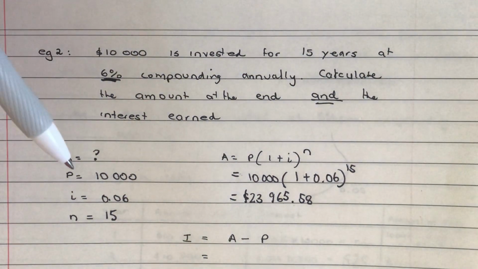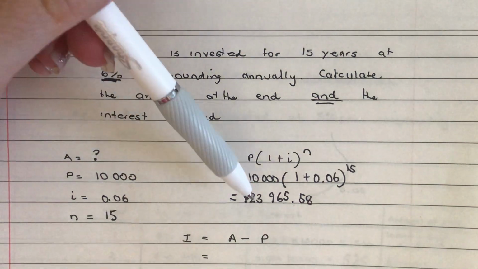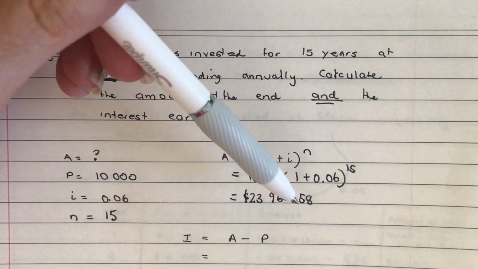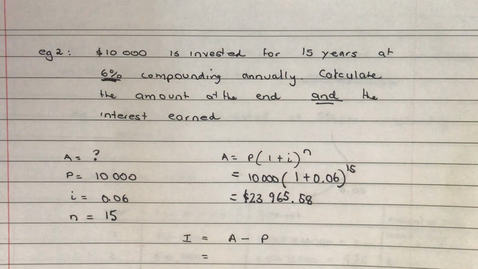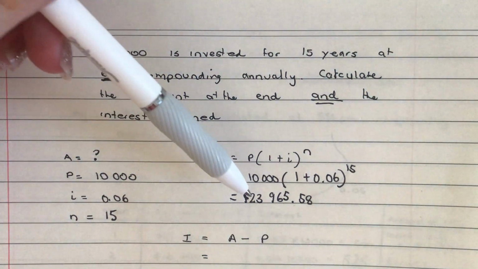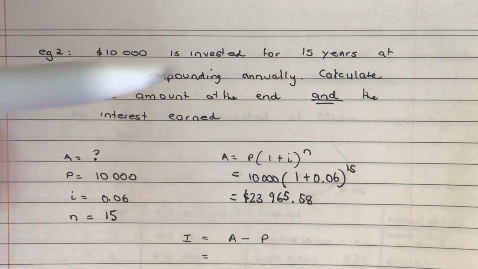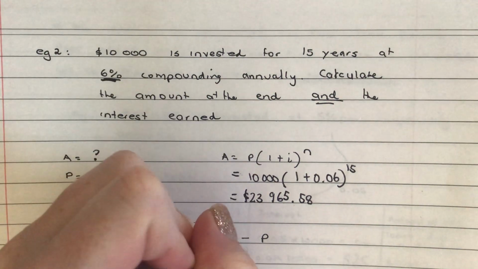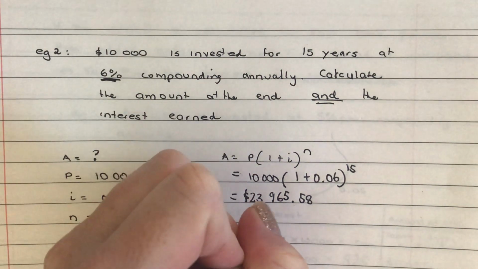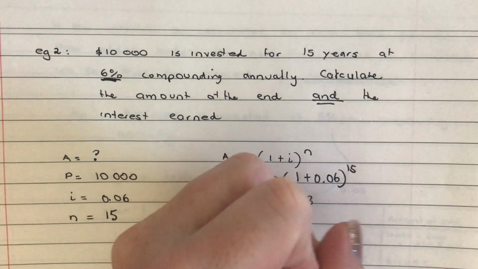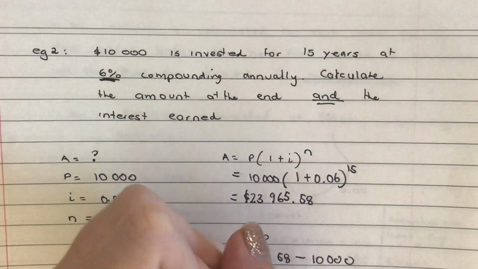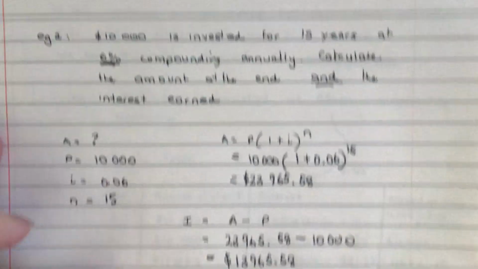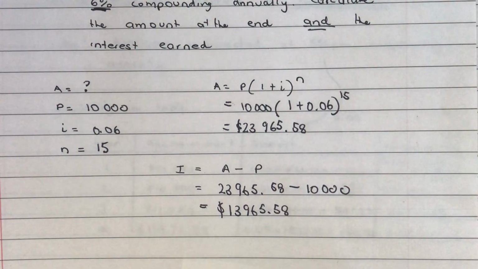The next part says, and the interest that was earned. Now, if I start with 10,000 and I finish with 23,965.58, how much interest have I earned in that time? Or if it's a loan, how much have I had to pay? So I'm going to do 23,965.58, take away the 10,000. So I'm going to get $13,965.58.